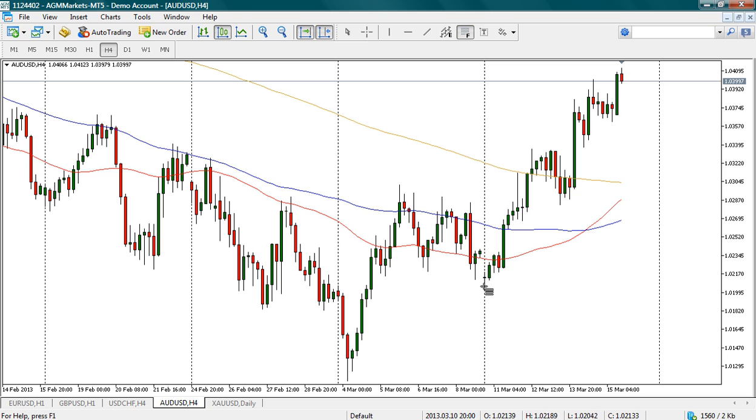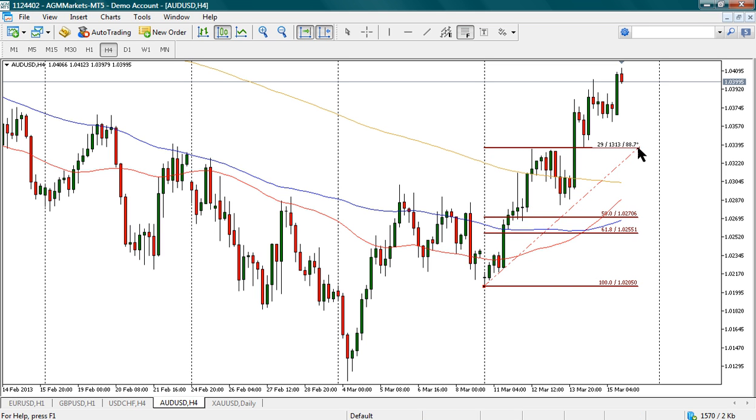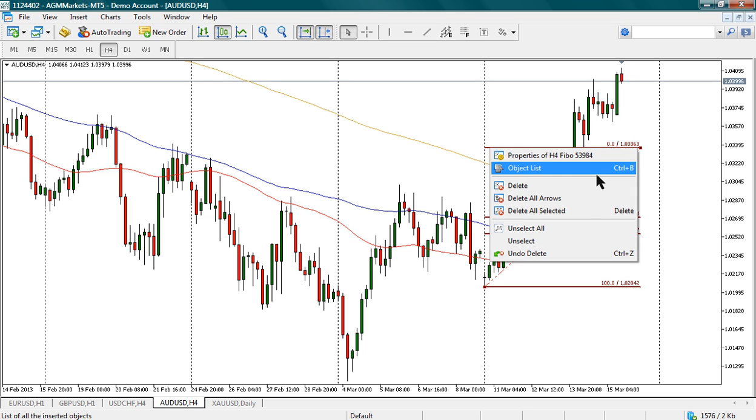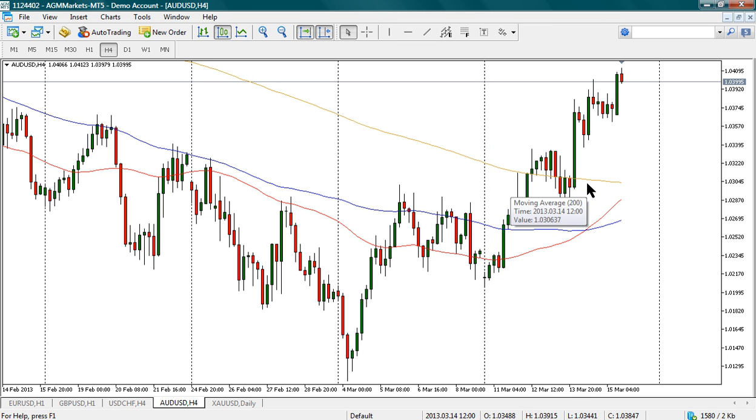You could have drawn another fib from the lows to those highs there, but it didn't quite come down to the 50%. Now it's probably coming off the 38.2, but similar sort of thing really. You can trade off the 38.2, put a pending order in, and maybe put your stops in just behind the 50%. That's quite a common trading strategy there.